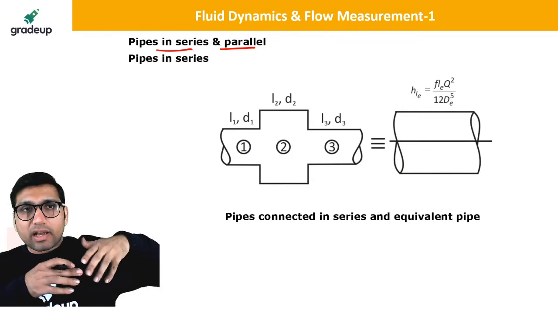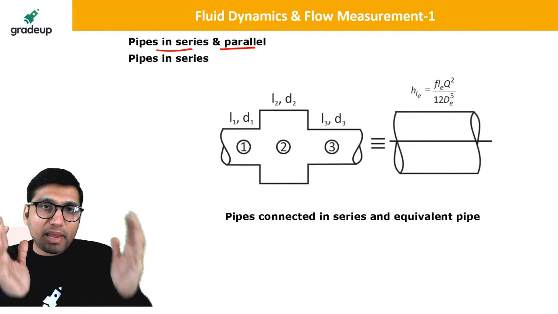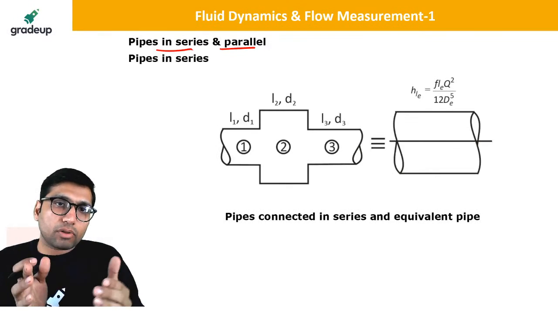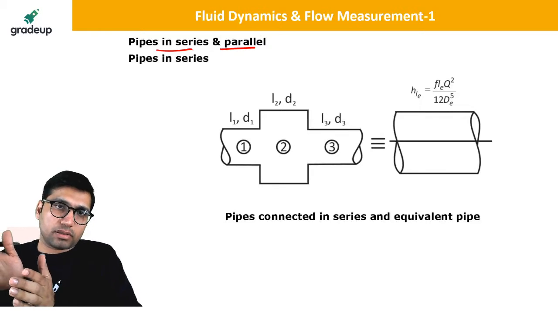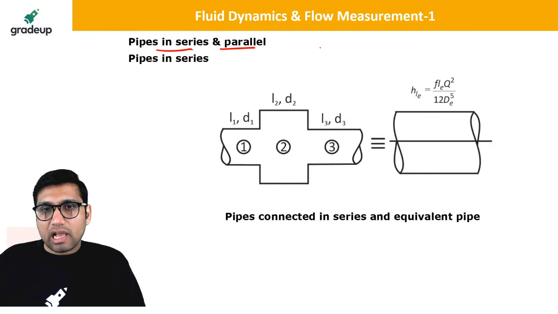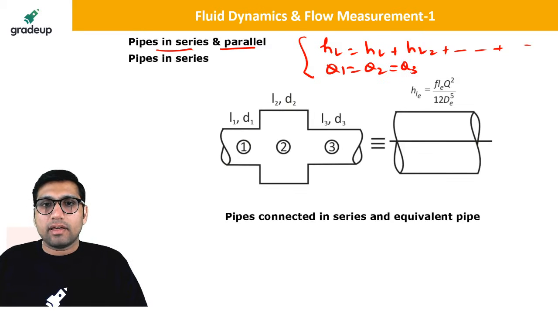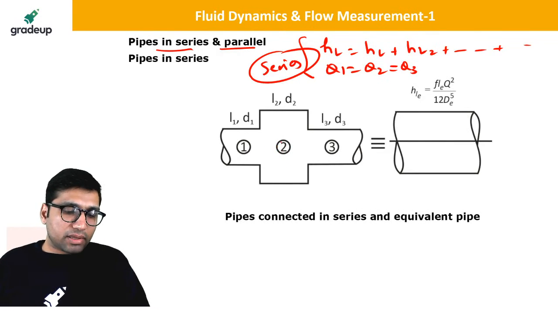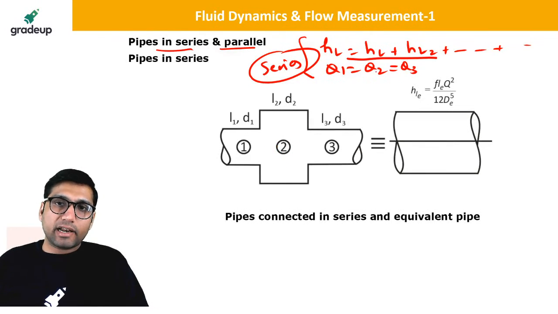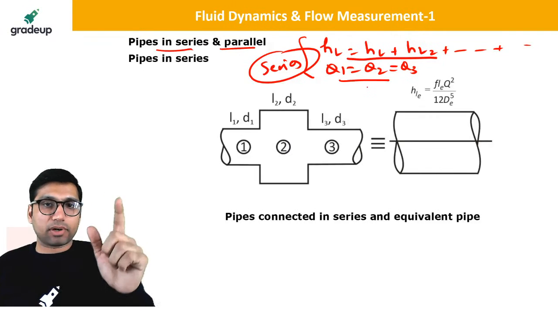When we connect pipes in series, our main purpose is to transport a fluid over a very long distance. But when we do that, our head loss will increase, while the discharge will remain the same. So when we connect the pipes in series, the head loss will get added up and the discharge will remain the same. That is a very important thing.